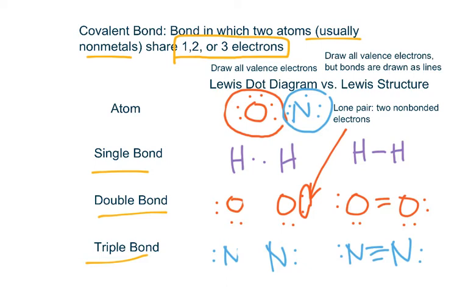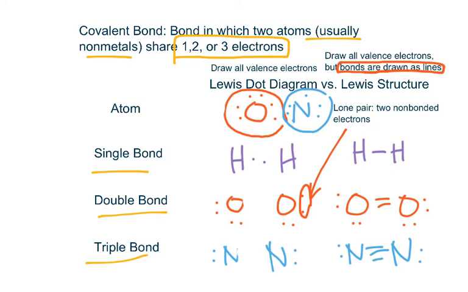Now let's talk about what Lewis structures are. A Lewis structure is essentially the same thing as a Lewis dot diagram, except whenever you're dealing with a bond, or when 2 atoms share electrons, then the 2 electrons, 4 electrons, or 6 electrons that are shared are drawn as lines instead of electrons. And I'll show you how this works right now.